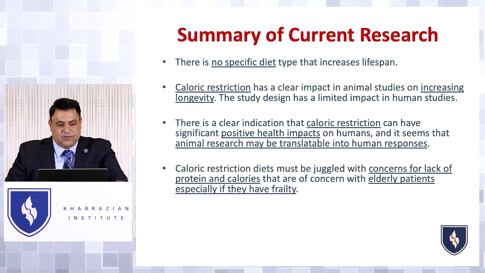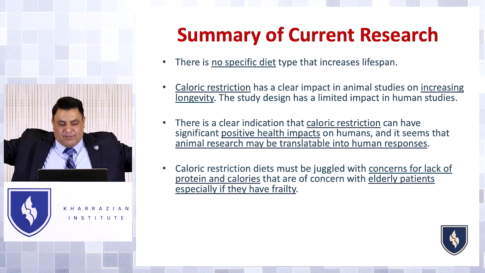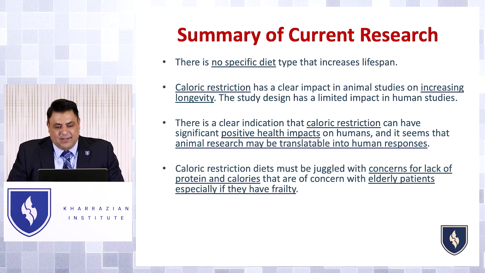So here's a summary of the current research. There's no specific diet that increases lifespan. Okay? Caloric restriction has a clear impact on animal studies in increasing longevity. The study design has limited impact on human studies.